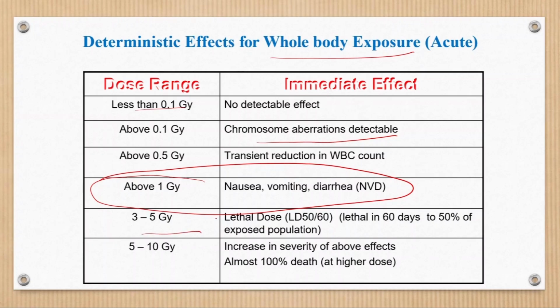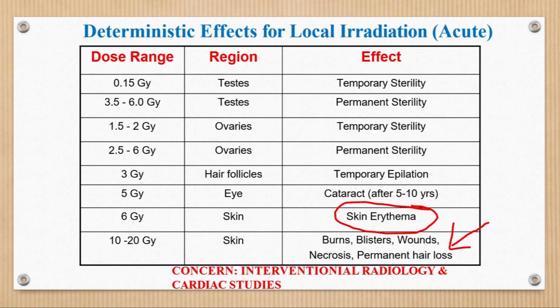3 to 5 gray is a lethal dose. 3 to 5 gray is considered the lethal dose, called LD 50/60: lethal in 60 days to 50% of the exposed population. This means once a population receives such a 3 to 5 gray dose, 50% of the exposed population will die in 60 days. 5 to 10 gray is an increase in severity above these effects, with almost 100% death. This is the lethal dose, the dose of death, simply 5 to 10 gray. So these are the doses for deterministic effects.